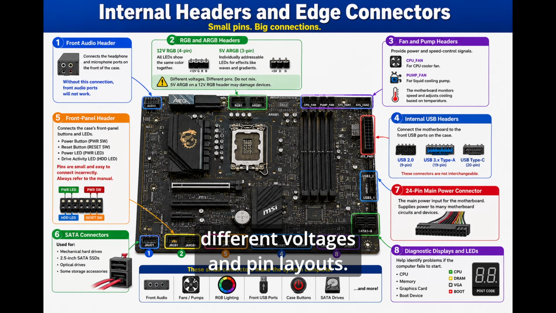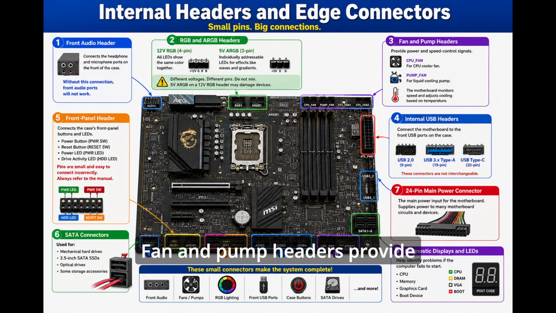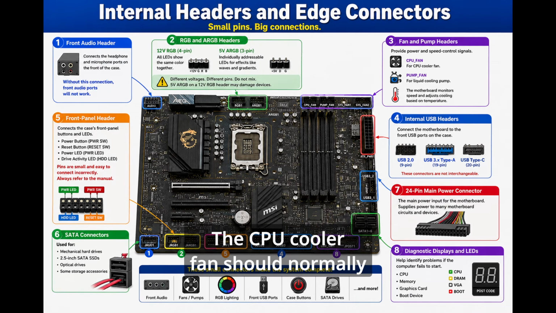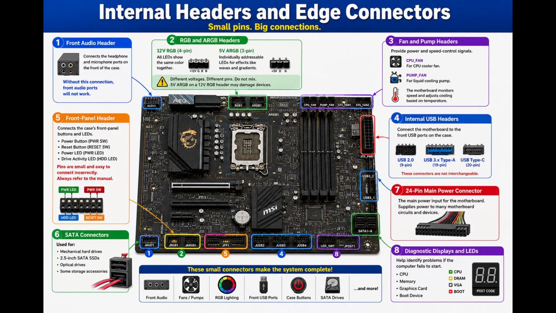These two standards use different voltages and pin layouts. They must not be mixed. Fan and pump headers provide power and speed control signals. The CPU cooler fan should normally connect to the CPU fan header. A liquid cooling pump should be connected according to the cooler and motherboard instructions.